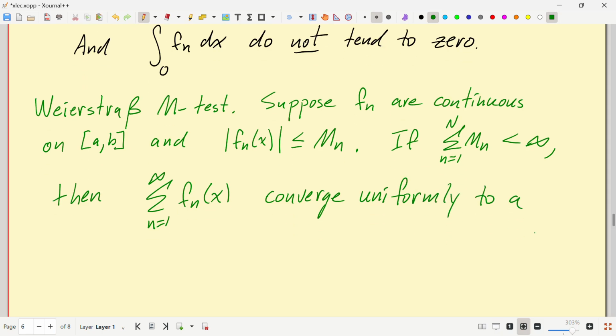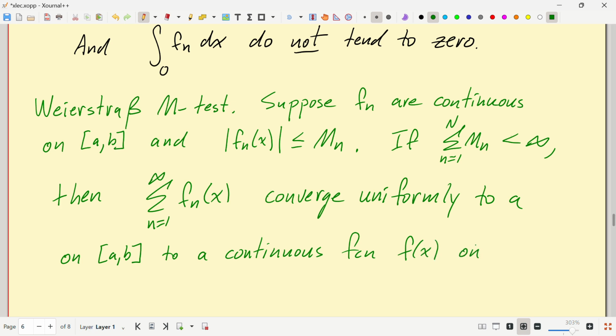That gets used a lot in future analysis, especially in Fourier series. The sum converges uniformly on a, b to a continuous function f of x. Okay, it's not going to take long and it's not going to be hard. It's just a matter of saying the right words and seeing how they fit together.